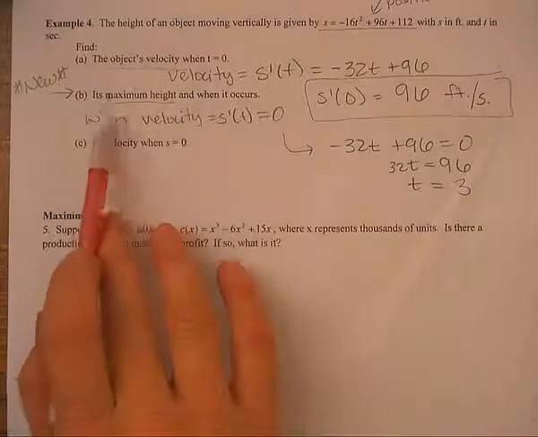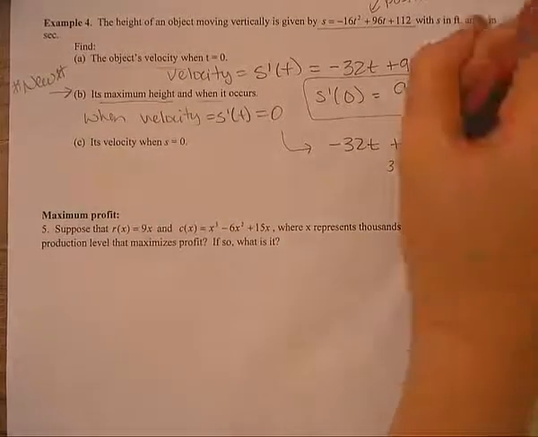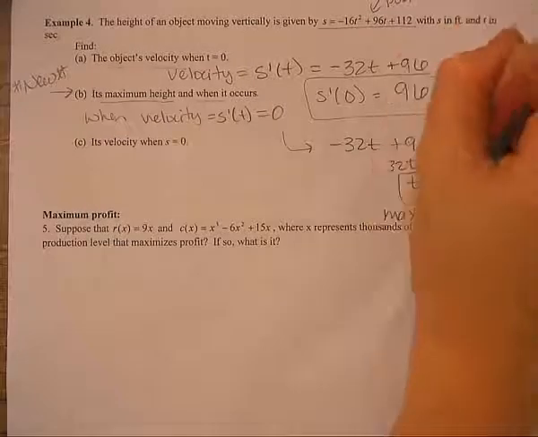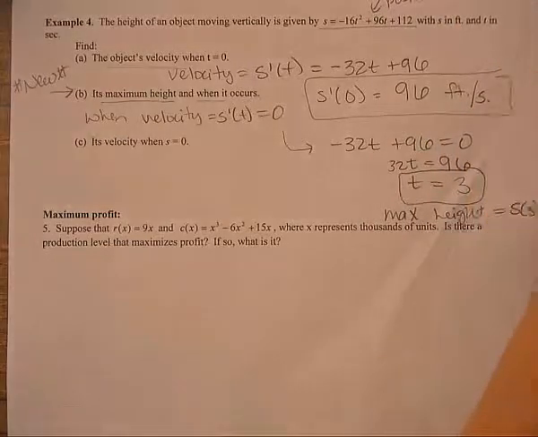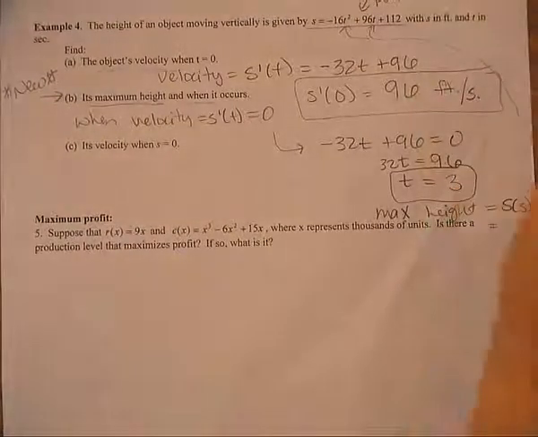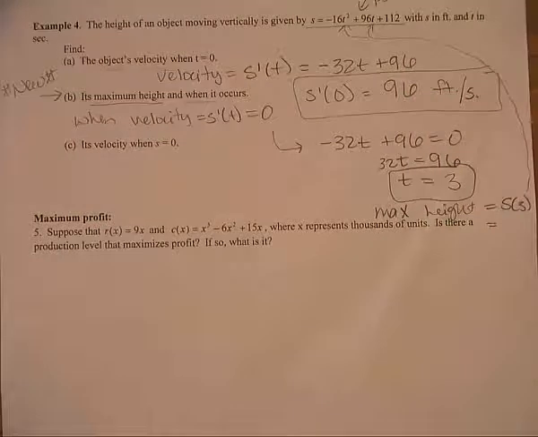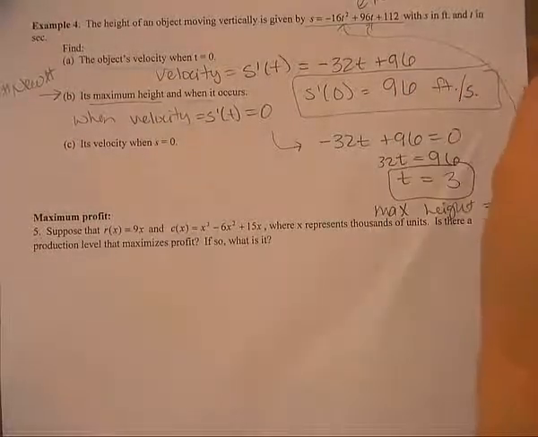But this wanted us to find what the maximum height was. So we know when it occurs. It occurs when time is 3. And then the maximum height itself would be equal to s of 3. So I would plug that in here. And when I do that, I get 256. And that would be feet. 256 feet.